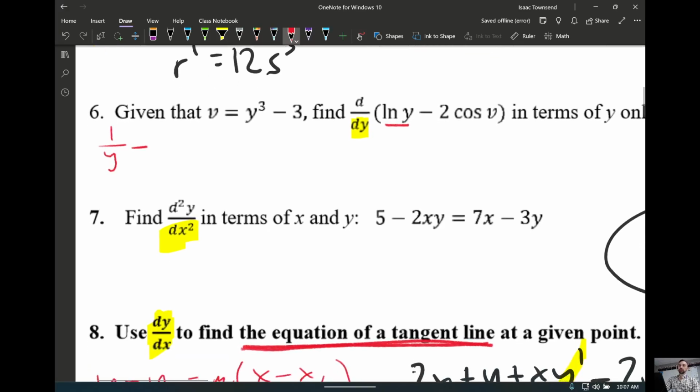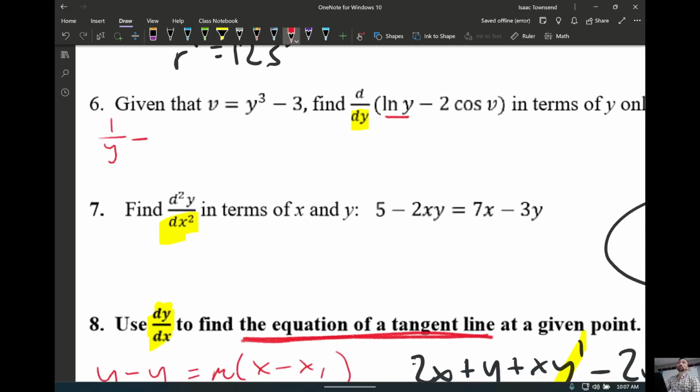Minus, I'm committed now, so I'm going to finish. 2 times the derivative of cosine something would be negative sine of something. In this case, the something is v, and since I just took the derivative of v stuff with respect to some other variable, it doesn't matter what it is, just that they're not the same, you need a v prime also.